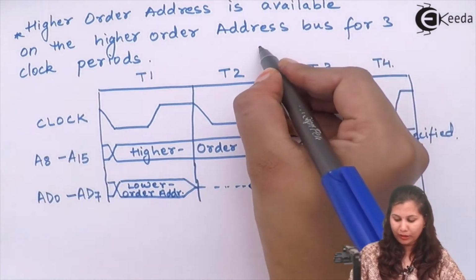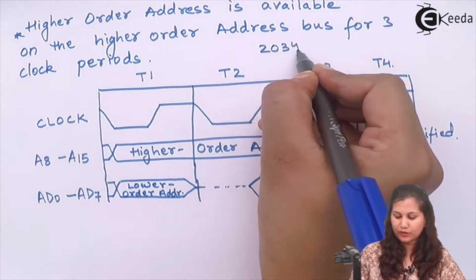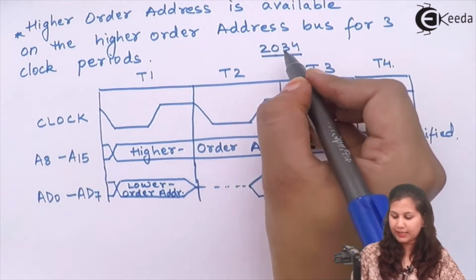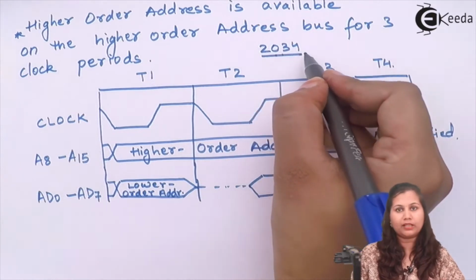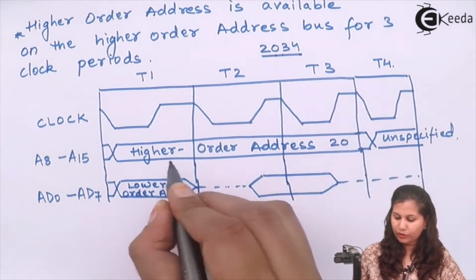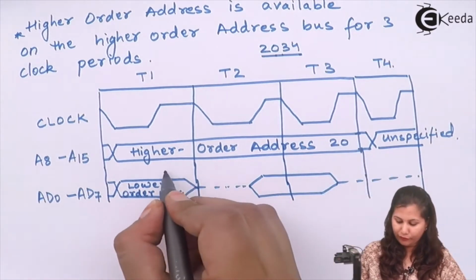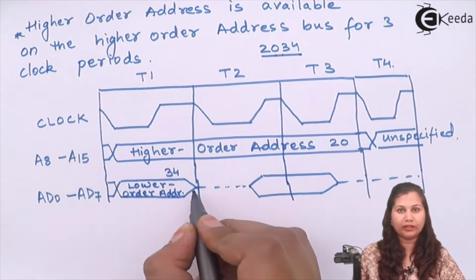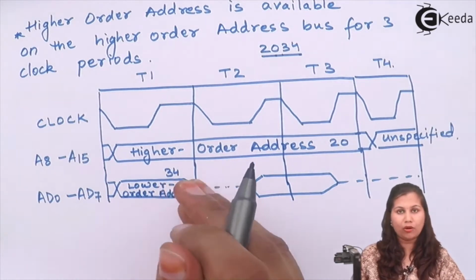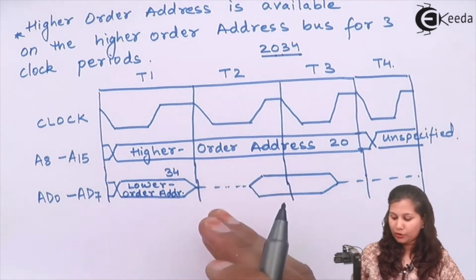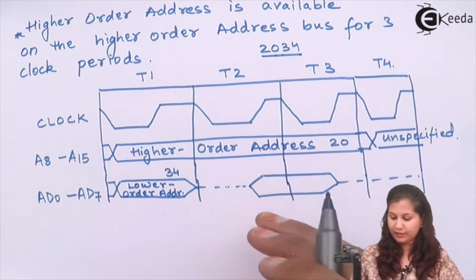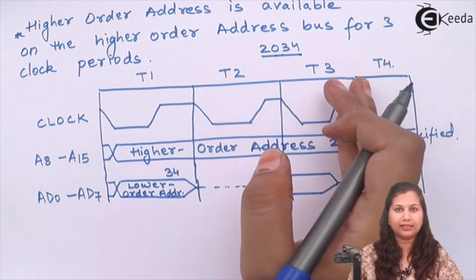Suppose a memory location has the address 2034. So 20 is the higher order address, and 34 is the lower order address. So 20 will be available on this bus and 34 will be available on the lower order address. So if this lower order address is lost after 1 clock period, the microprocessor will not be able to get the complete address if it wants it in the second and the third T states.